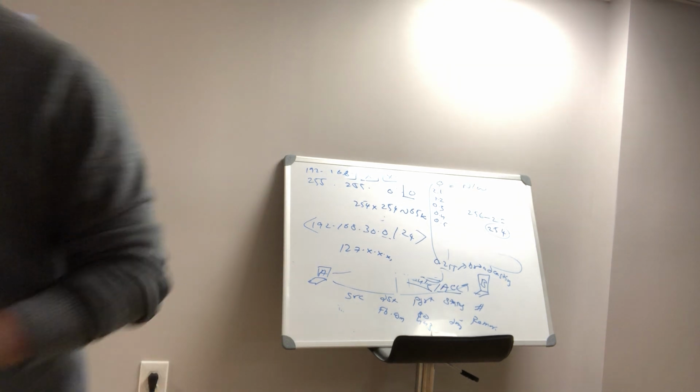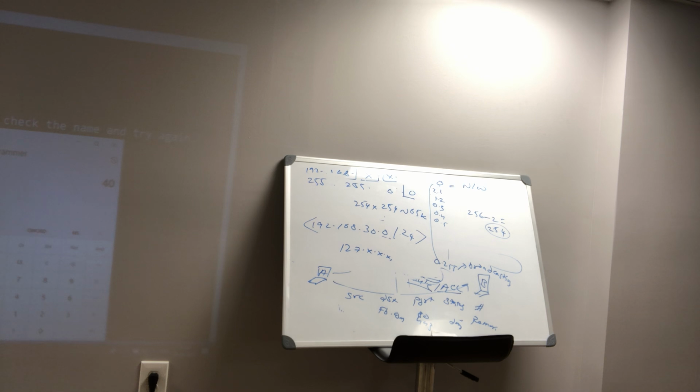So if I ping the 127 range, what will I get? Ping 127 dot something. It is pinging, right? Do you see this? This is ping, P-I-N-G, 127.0.200.4, just any IP address.